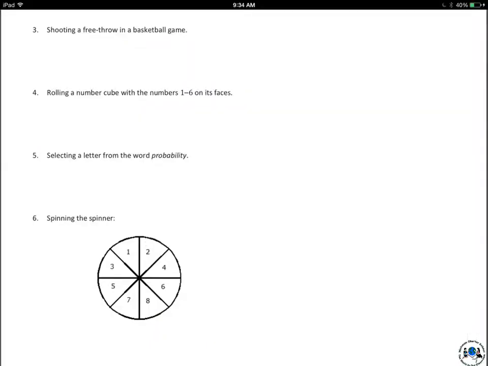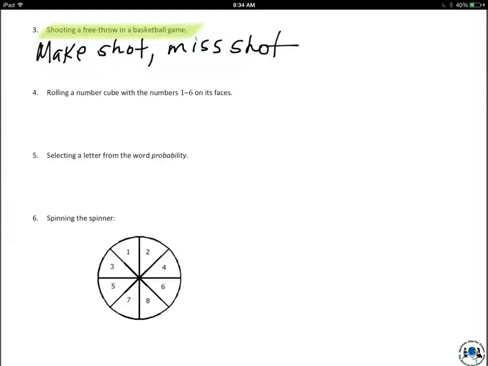We're shooting a free throw in a basketball game. There are only 2 things that can happen: you can make the shot, or you can miss the shot. And truth is, most of the time those shots are missed by most of us. Rolling a number cube with the numbers 1 through 6 on its faces, that's your basic number cube, and the numbers 1, 2, 3, 4, 5, 6 are our sample space.